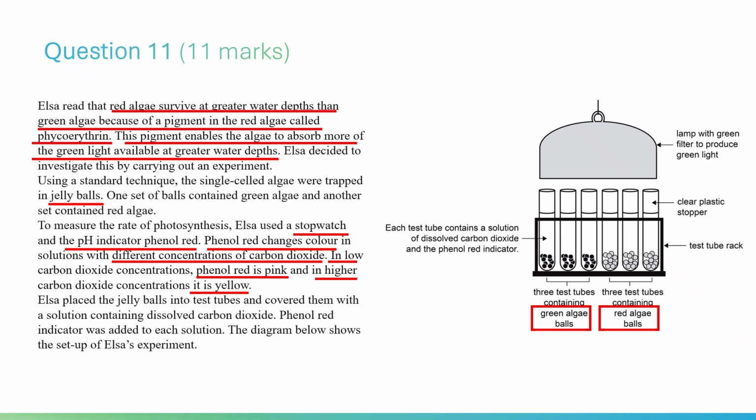Elsa placed the jelly balls into test tubes and covered them with a solution containing dissolved carbon dioxide. Phenol red indicator was added to each solution. The diagram below shows the setup of Elsa's experiment.